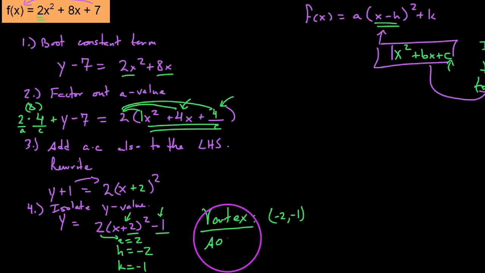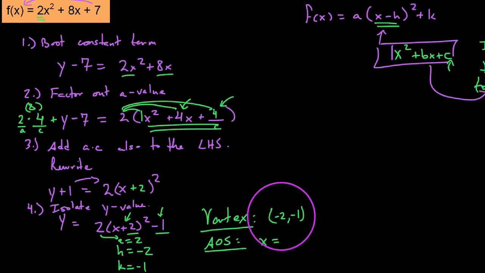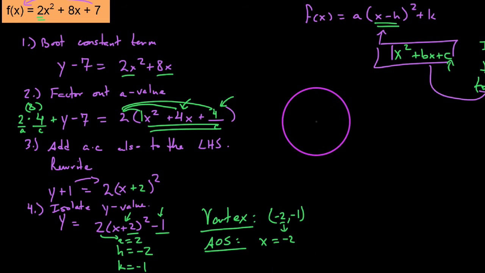And then we say the axis of symmetry. What is the equation of the axis of symmetry? Well, it has to pass through this vertex and have the same x value as the x value on our vertex. So we would say that x equals -2 is this axis of symmetry.